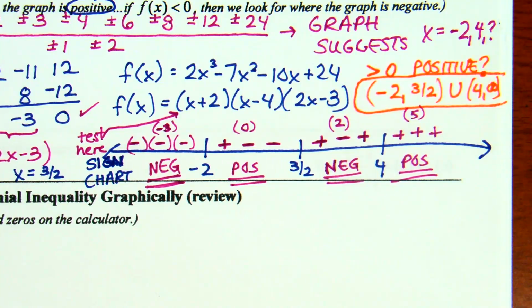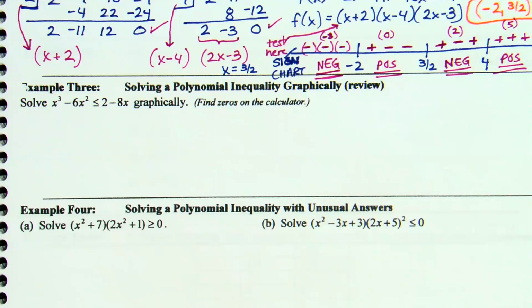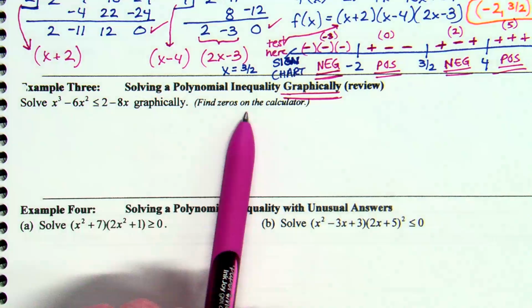Okay, let's get through example 3. If we've gotten through example 3, you've seen a graph and a sign chart type problem, so you know what to do. So example 3 says to solve the polynomial how? Graphically. When we say graphically, that means you get to use your graphing calculator. You don't have to do synthetic division to find your zeros. You can find your zeros specifically by looking at the calculator.